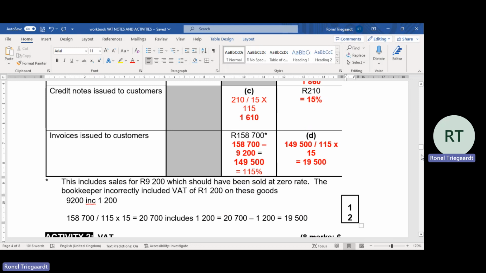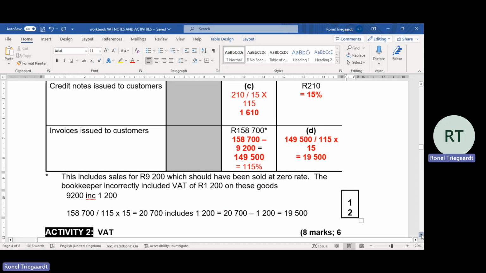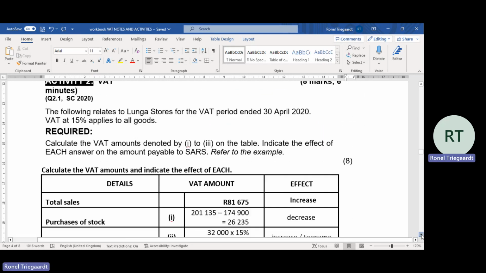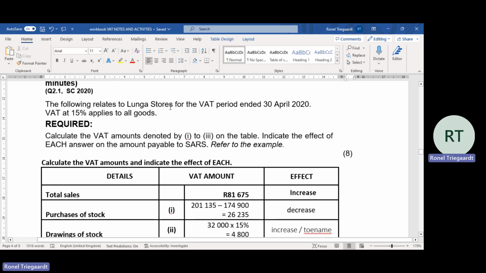Dankie. Is there anyone who has a problem with any one of these calculations? Anything? Okay, are you fine? Right. Activity 2. Ek werk nou maar op die Engels, is dit alright, Sebastian? Okay. Hulle vra, the following relates to Lunga stores, VAT period ended.